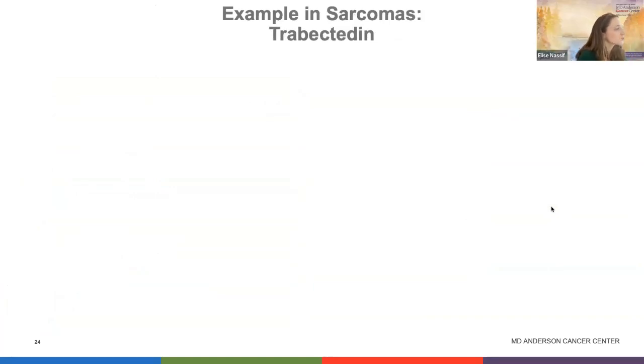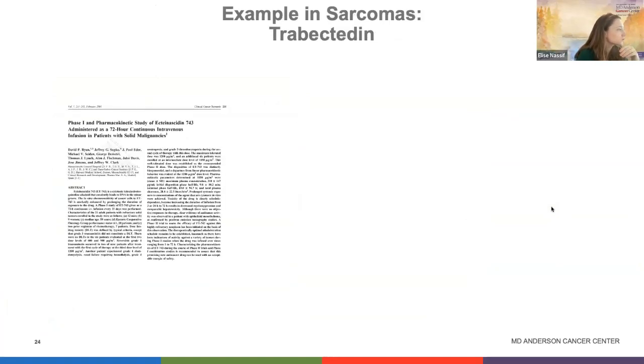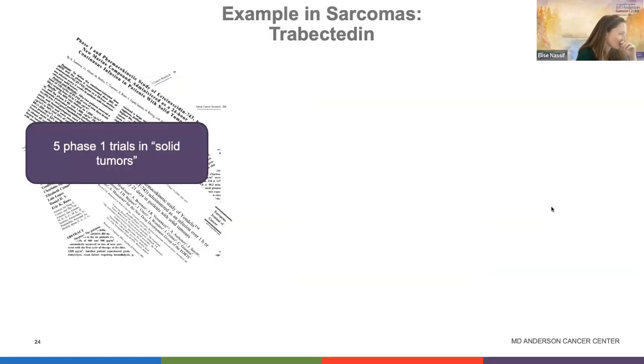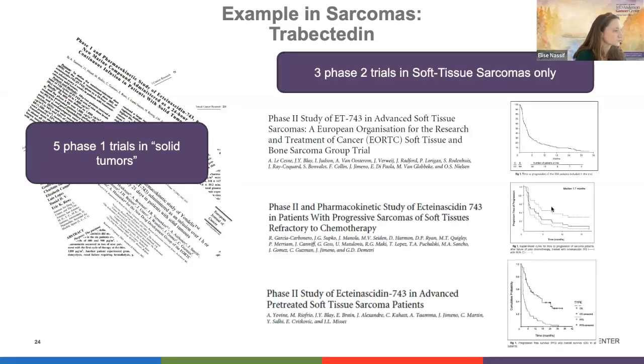So this is one example with trabectedin in sarcomas. Initially there were 5 phase 1 trials in all solid tumor types that identified that patients with sarcomas somewhat had better responses to trabectedin than other tumor types.